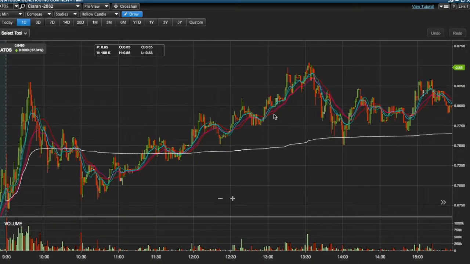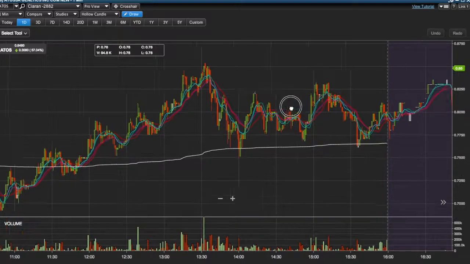Right here, as you can see, the volume earlier was much bigger than it is right here, and that's why I feel like it bounced off that 85: there wasn't enough volume and there wasn't enough demand. People just weren't interested enough. And yeah, volume can be used in many other ways.